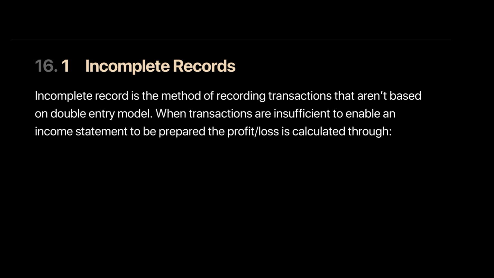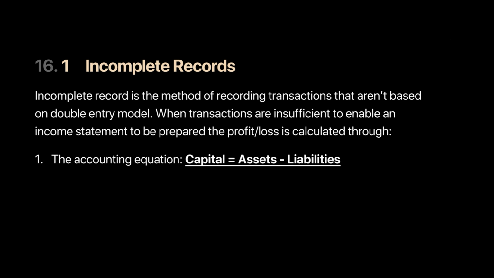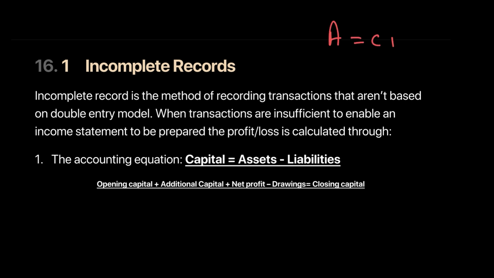Alright, but the basic logic should stem from the fact that number one, we should use the accounting equation. Remember what the accounting equation says. It says that capital can be calculated as assets minus liabilities. So our basic accounting equation was that assets are equal to capital plus liability. Now you would know the list of assets. The firm can give you information about the list of assets. The firm can give you information about the list of liabilities. We will use that to calculate our capital, which is assets minus liabilities.